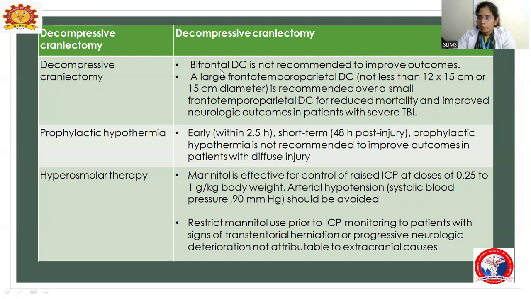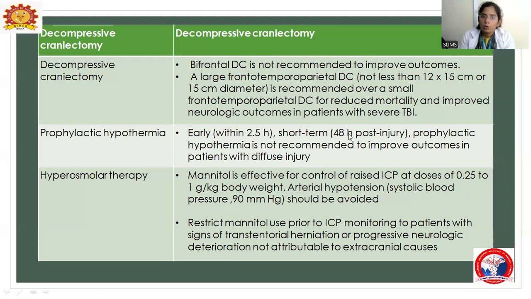So we are not doing bifrontal decompressive craniectomy anymore. We are doing a large frontotemporal parietal, that is FTP, decompressive craniectomy, which should not be less than 12 by 15 centimeters or 15 centimeter diameter. It is recommended over a small FTP DC for reduced mortality and improved neurological outcomes in patients with severe TBI.